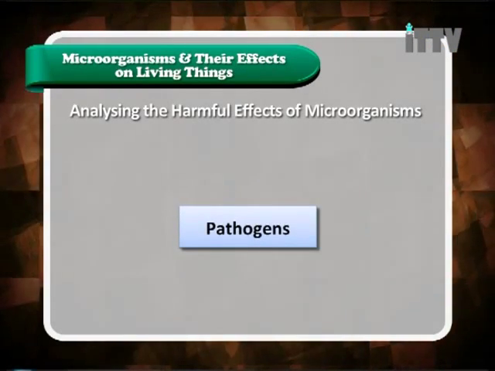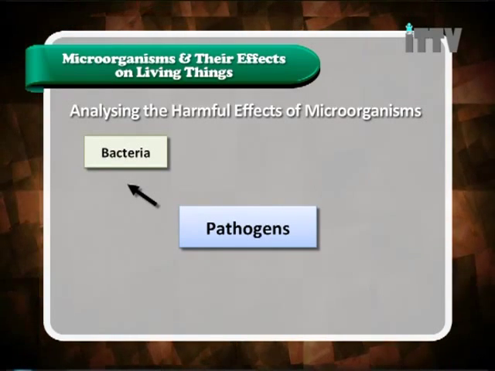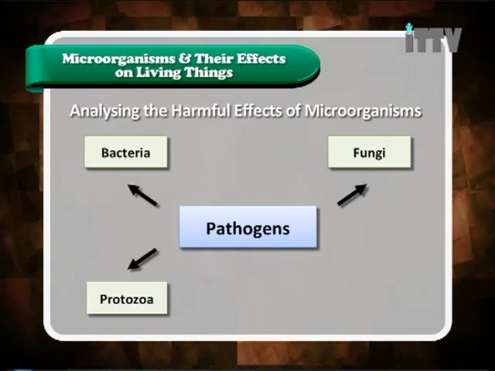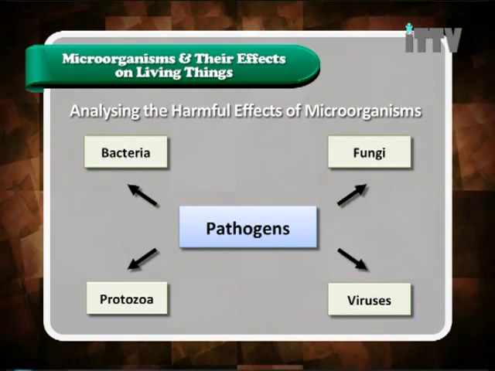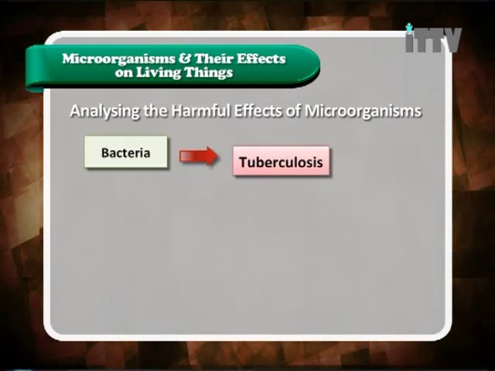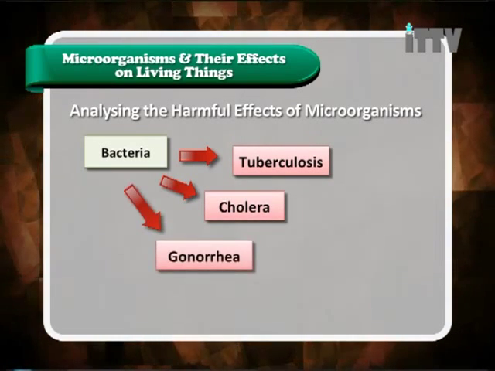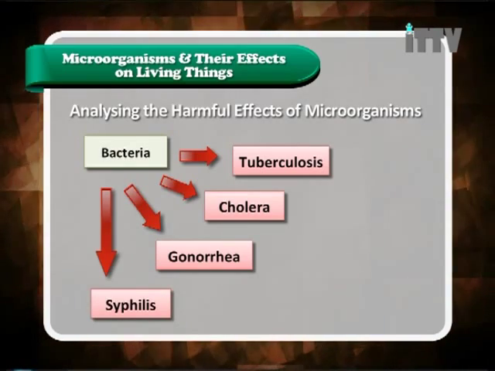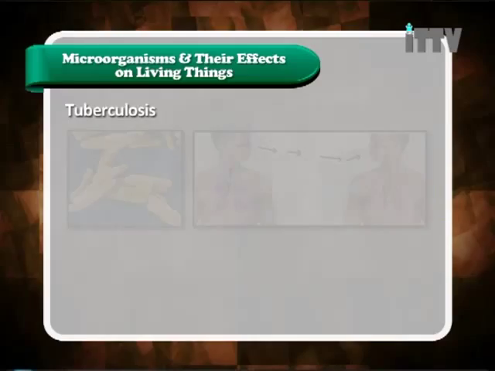Now let's look at the diseases that are caused, starting from bacteria. Here we can see that pathogens are bacteria, fungi, protozoa, and viruses. And on top of that, bacteria cause diseases like tuberculosis, cholera, gonorrhea, and syphilis. Here we can see different types of diseases caused by bacteria. Let's start learning from tuberculosis.